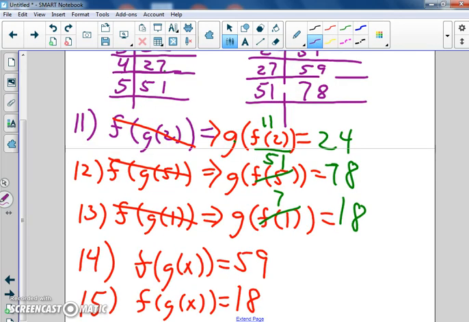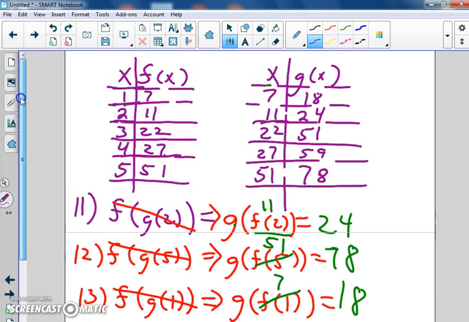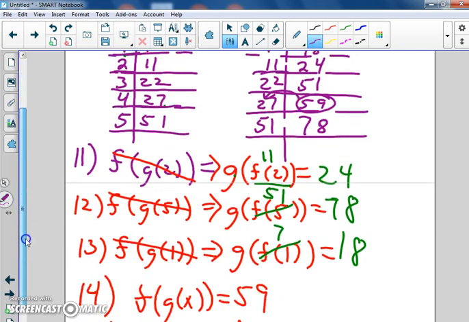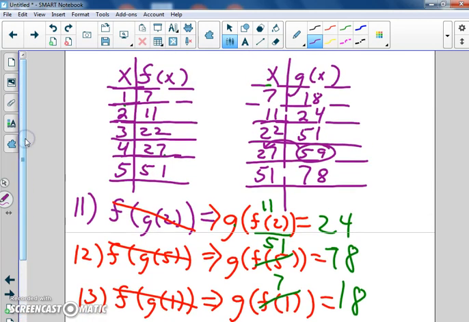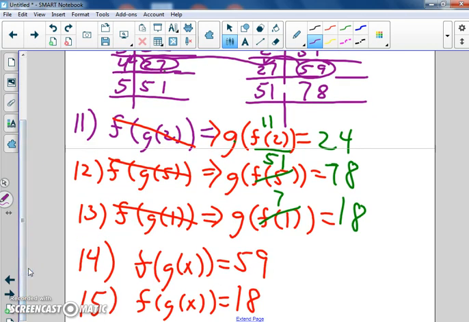Okay, now for the last two questions. Look what they're telling you. F of g of x is 59. That means the ending value of g of x is 59. Go to the table. Here's g of x is 59. So what is the x for that? 27. Okay, now look what they're asking you. They want to know what's the x for f, right? So go backwards. That would mean this is 27, which means the x would have to become a 4, right? So the answer to this question would be 4.